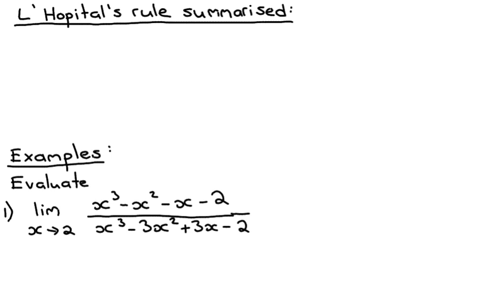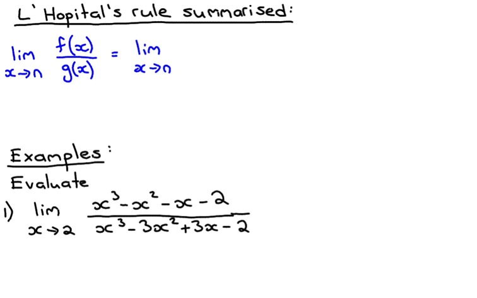So, L'Hopital's rule summarized. The rule says that the limit as x tends towards a number of a function divided by a function is equal to the limit as x tends towards that number of the derivatives of those functions, the derivative of each function separately, numerator and denominator, which when we're finding a limit, in a nice determinate form, we can sub that n in place of x. So that's equal to that.